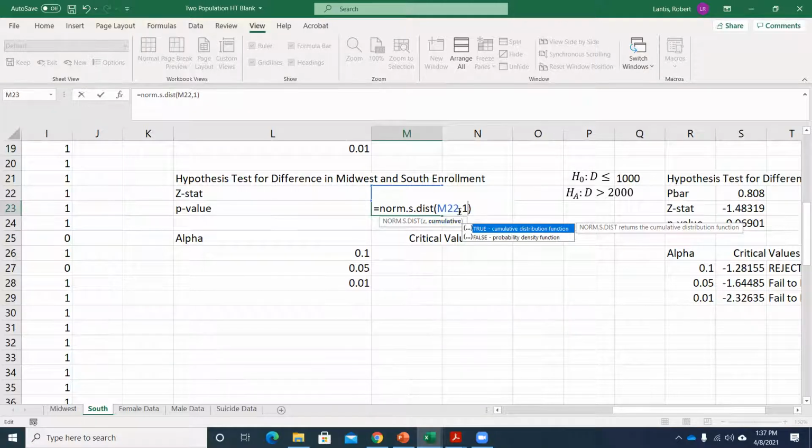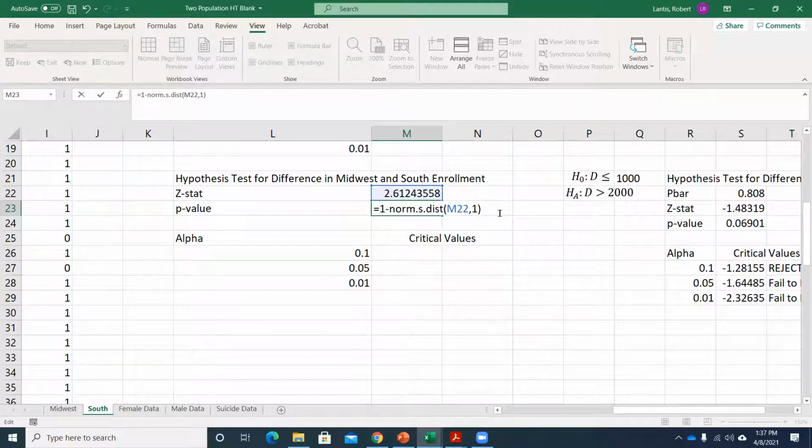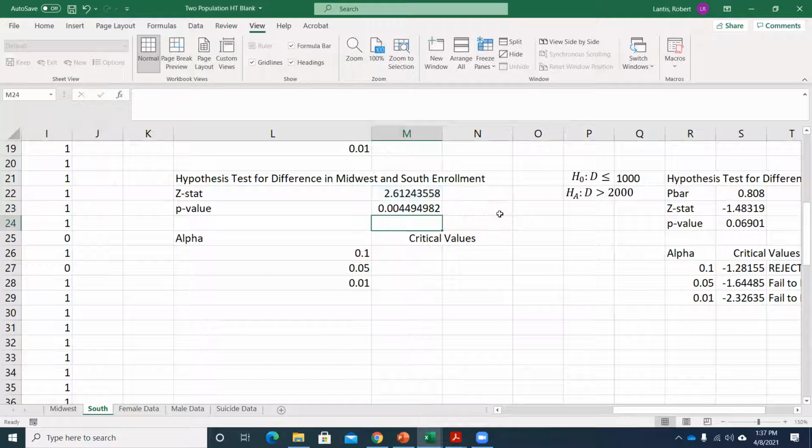So this should always be comma 1, right? Making it cumulative, looking at the area to the left. Well, remember we wanted the area to the right, so 1 minus that, right? I can put this all in one cell, and now I've got my p-value, okay?